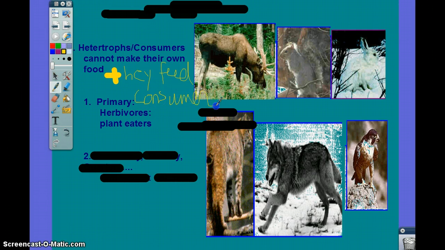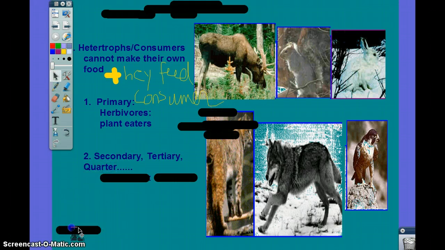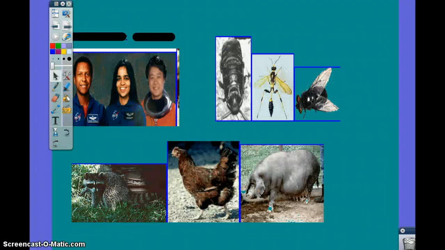So next will be secondary consumers, or third, or fourth. Because once you do not eat plants, what do you eat? Meat. And what are meat eaters called? Carnivores. So herbivores, carnivores, the consumers, they may not be in levels, but they describe the way you feed or what you feed on.